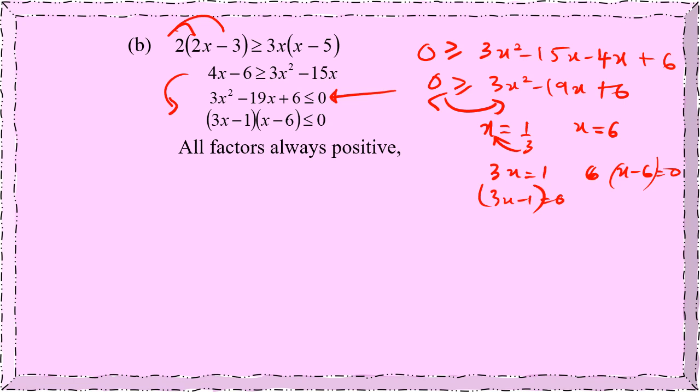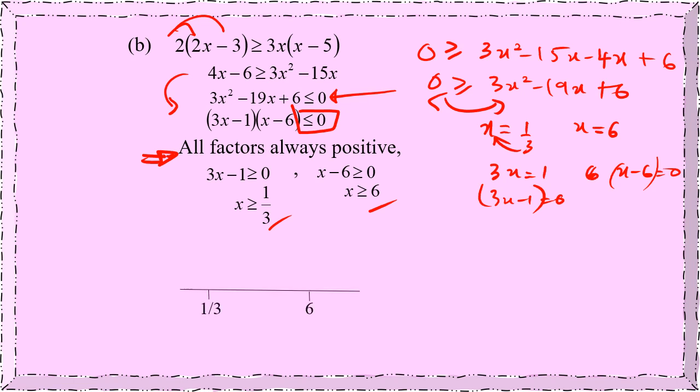So we have two factors, and we treat each factor as always positive. So we have 3x minus 1 more than or equal to 0, and x minus 6 more than or equal to 0, even though the answer we want to find is less than or equal to 0. We do all the factors as positive first. So we have the answer here: x is more than or equal to 1 over 3 and x is more than or equal to 6. After that, we sketch the two sets on the number line. So our number line will be 1 over 3 and 6. More than or equal to, so it should be a dark dot from 1 over 3 to infinity and a dark dot on 6 to infinity.